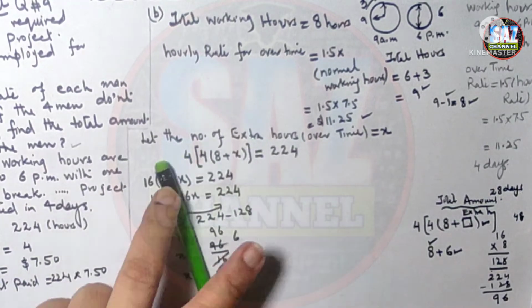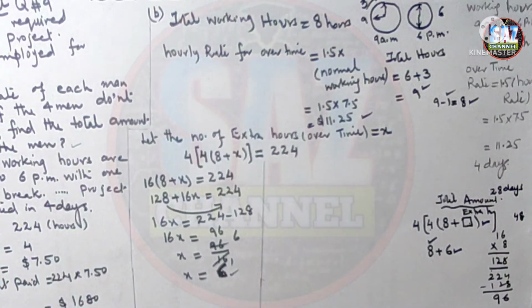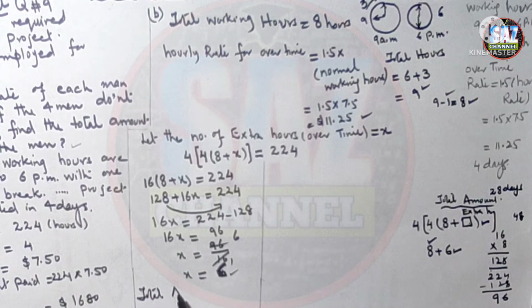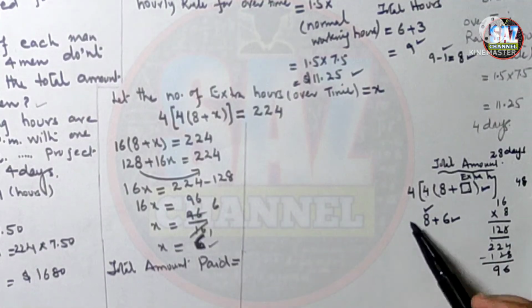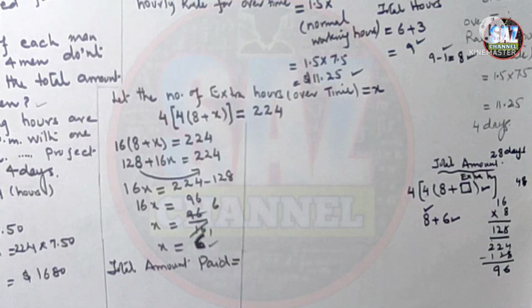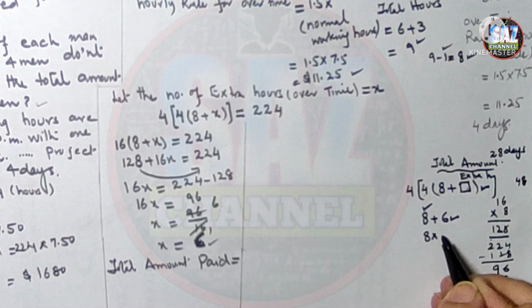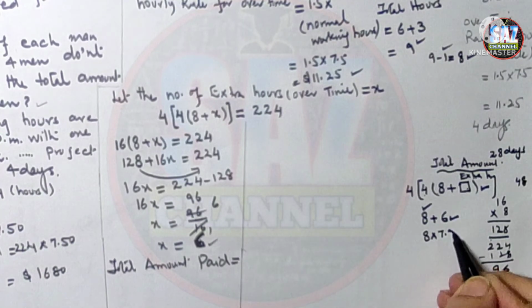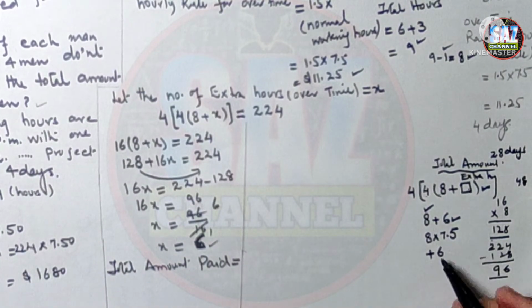Let me draw the line here. Total amount paid. How to understand the total amount paid? Wait and understand this part, how to find the total amount paid. For 8 hours they were working with the normal routine, so 8 will have to be multiplied by their normal hourly rate. 8 plus 6 will have to be multiplied by what? 11.25.